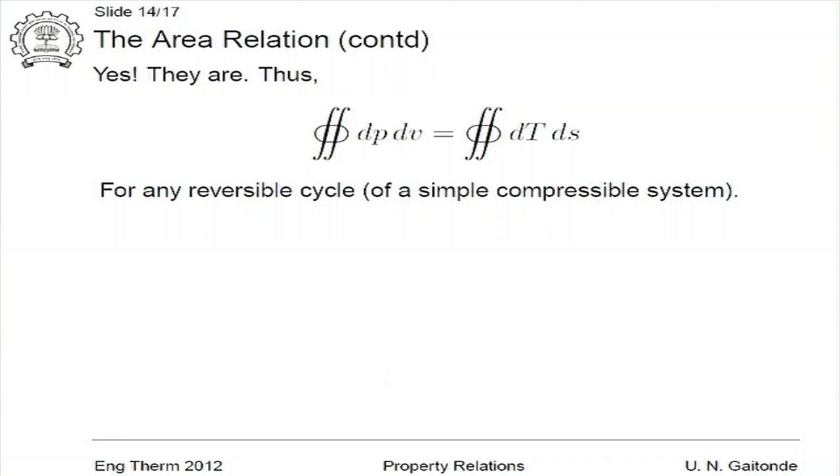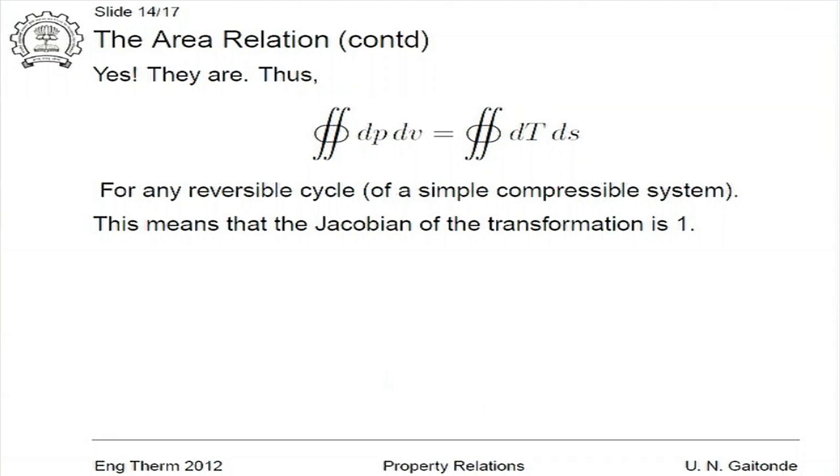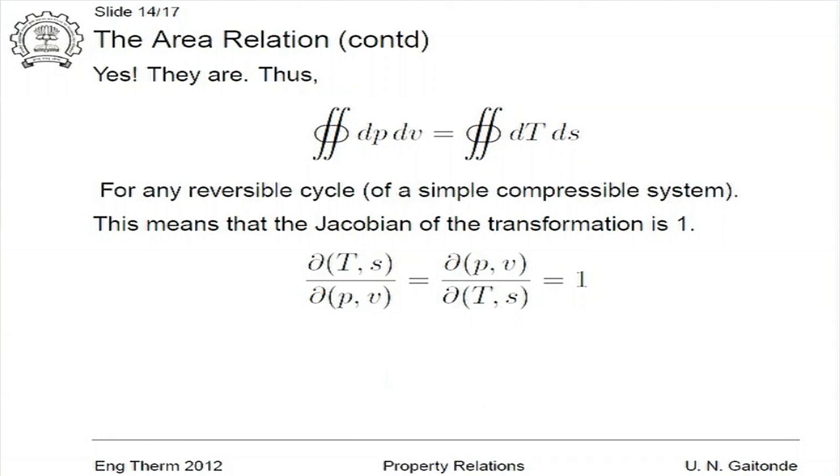Remember that if we transform xy coordinates to some uv coordinates, then the area element dx dy gets transformed to the area element du dv by a local scale which is known as the Jacobian. And if the areas are always equal, that means the Jacobian of the transformation is 1. I am not going to spend any detail on discussing the properties of the Jacobian and how it is defined. I recommend that you look up your elementary calculus and coordinate geometry book. But in terms of the Jacobian symbol, this means that the Jacobian of TS with respect to PV is 1, and so is the Jacobian of PV with respect to TS.